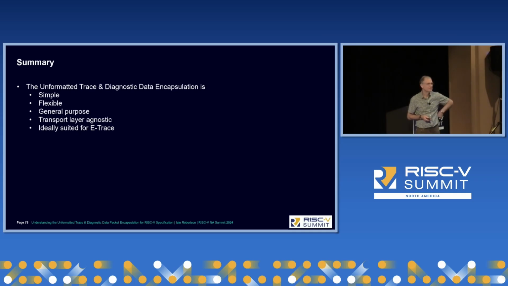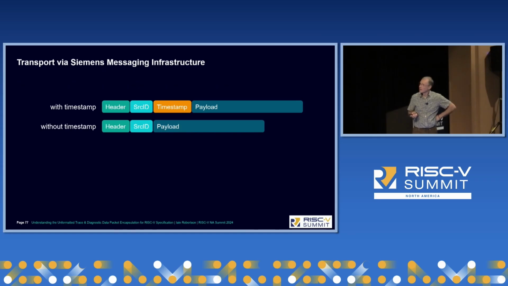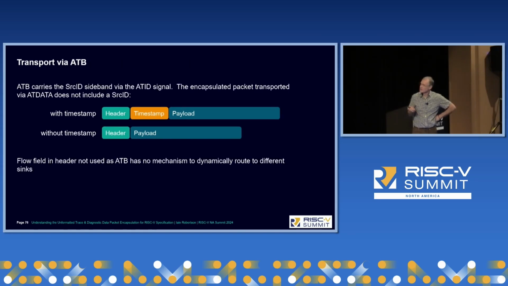Yeah, question about ATB, because you skip the source for ATB. It means you have one ATB input per source, kind of? I didn't skip the source. I left it out because the source information for ATB is transported over the ATID signals. So it means you must have one ATB ID per source, right? Yes, that's exactly right. So the source ID information is still there, but it's not in band inside the packet. It's sideband, right on the ATB bus.